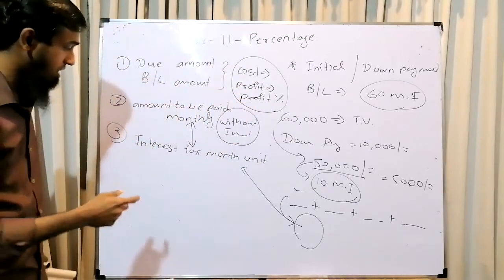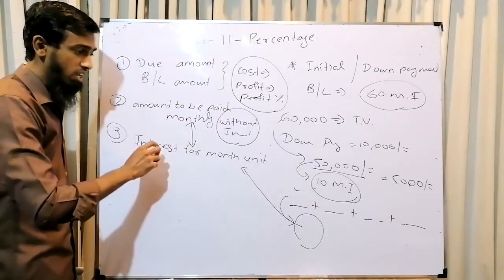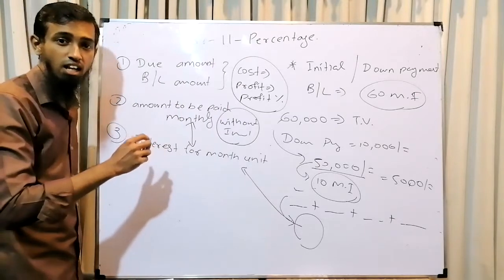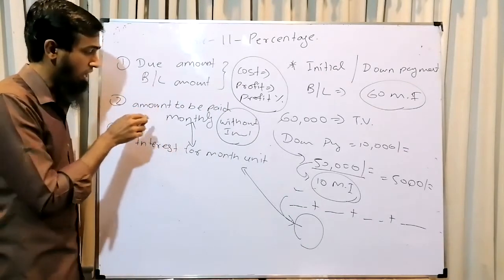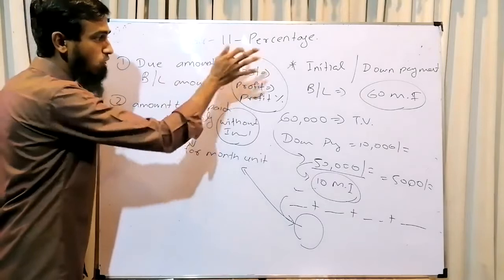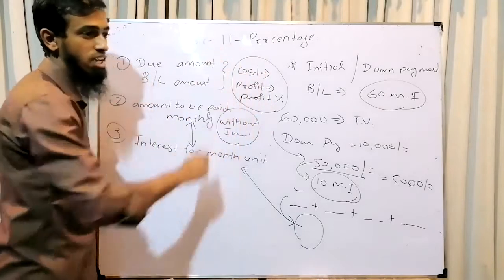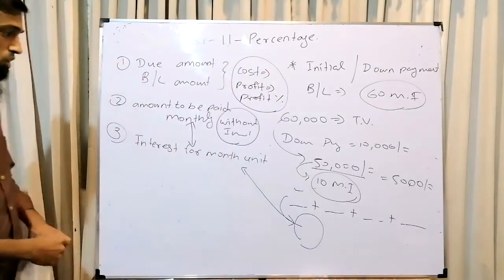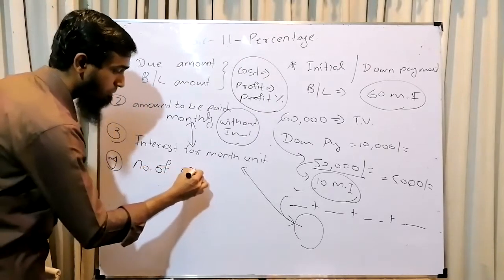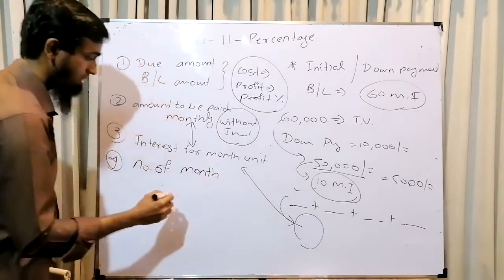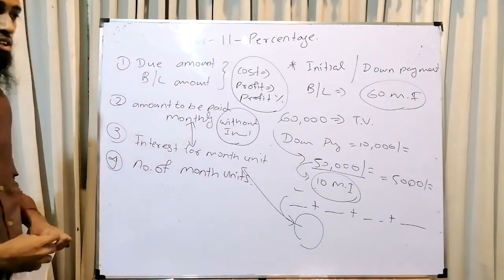So in reverse, if you have the interest for a month and the amount on which the interest is calculated, just like cost and profit, then we can calculate the interest percentage. Remember this point. Okay, fourthly, we need to calculate the number of month units.